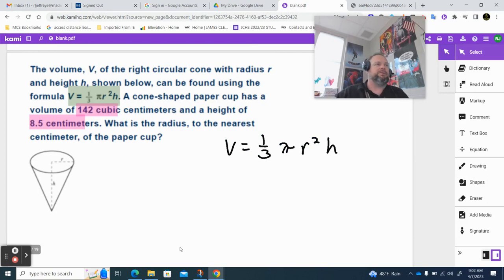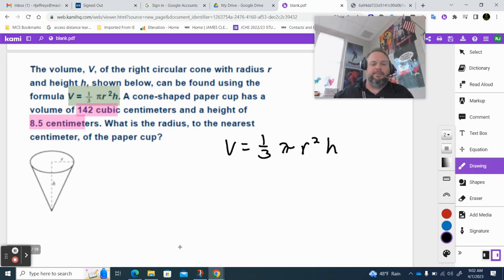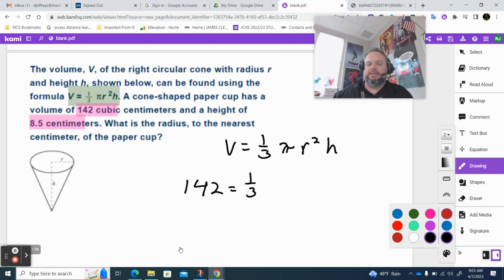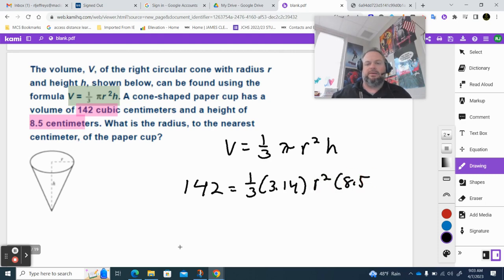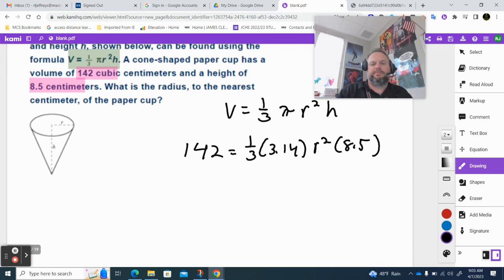For some odd reason, when I was making this, I just decided to not put the answer choices on here, or I hid them behind something, because I just like to torture myself and y'all at the same time. All right. 142. Okay. 1/3. We're going to say this is 3.14 and r squared and then 8.5.